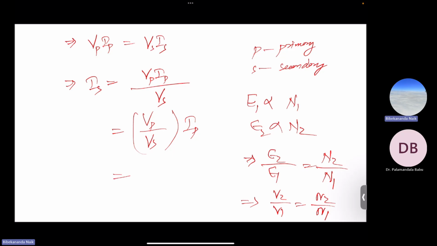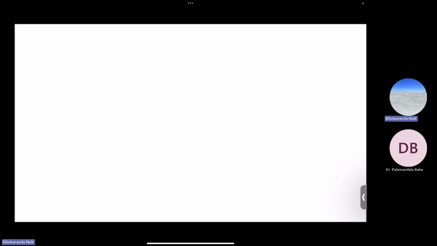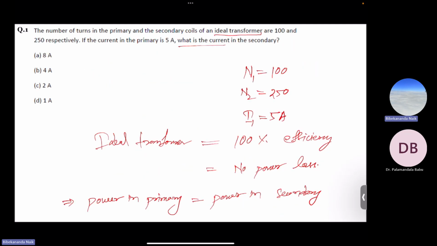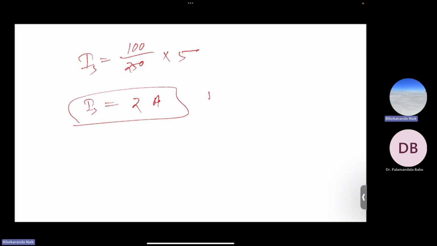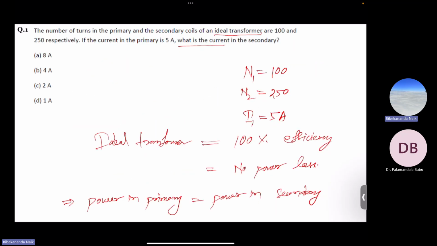So that implies Is by Ip will be the number of turns in the primary coil divided by the number of turns in the secondary coil into Ip. In the primary coil it is 100 and in the secondary it is 250. So it is 100 divided by 250 into 5 ampere. So it is 2.5 divided by 5, it is 2 ampere. So the correct option is option C, that is 2 ampere.